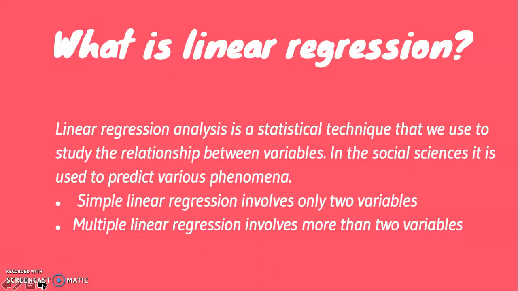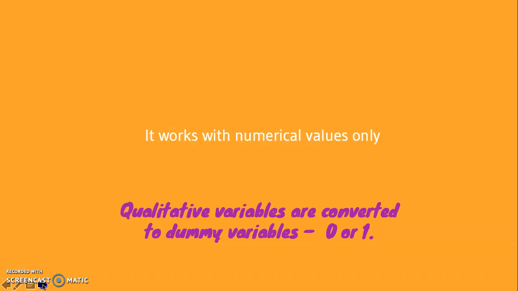There are two types of linear regression, and they are simple linear regression and multiple linear regression. Simple linear regression is used to study the relationship between only two variables, while multiple linear regression is used to study the relationship between several variables.